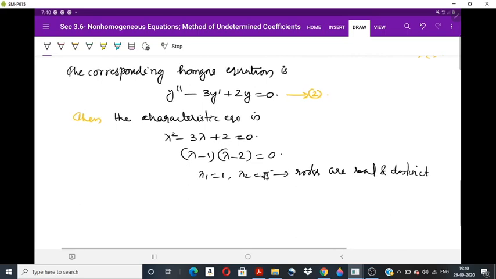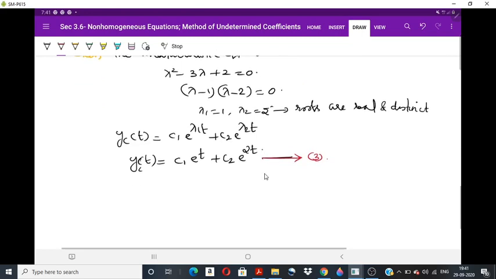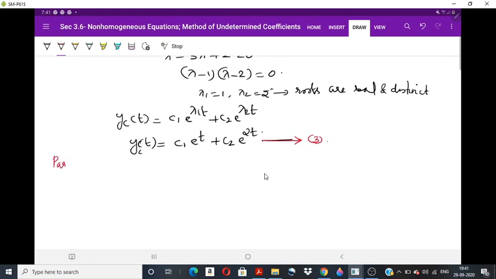So the general solution, or the complementary function, of the homogeneous equation yc of t is equal to c1 e raised to lambda 1 t plus c2 e raised to lambda 2 t. So this is equal to c1 e raised to t plus c2 e raised to 2t. So this is the complementary function. Let this be equation number 3. Now we have to find the particular solution.